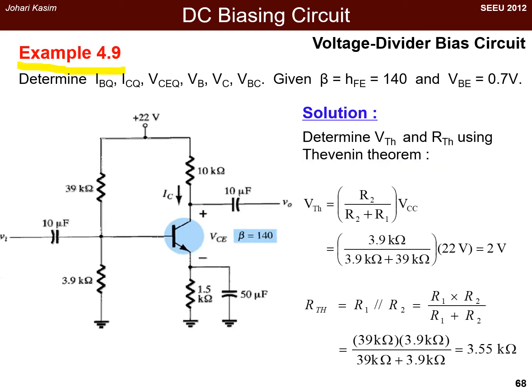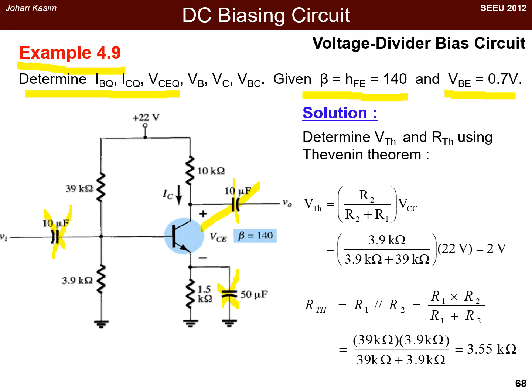Example 4.9. Determine the Q point of the transistor BJT, that is IBQ, ICQ, and VCEQ. Given beta equal to hFE equal to 140 and VBE equal to 0.7 volt. Firstly, you open circuit the capacitor C1, capacitor C2, and then capacitor CE.